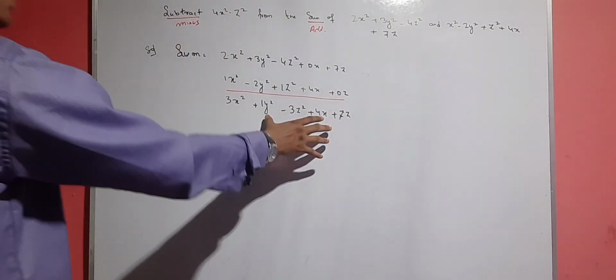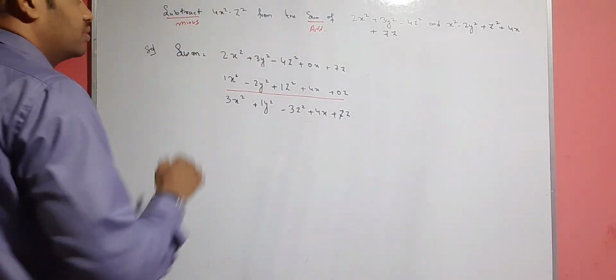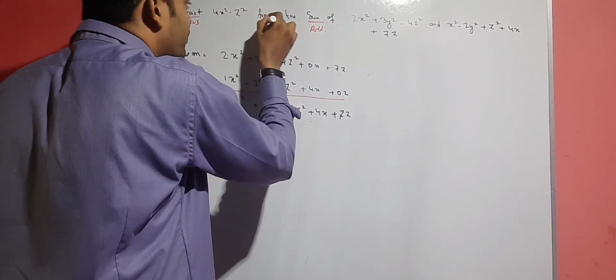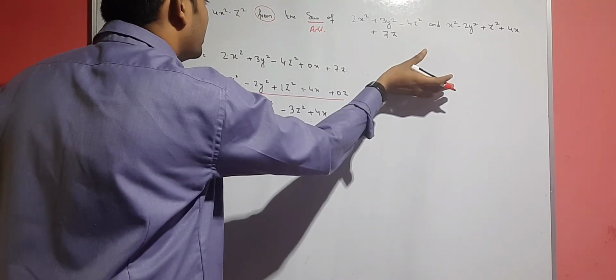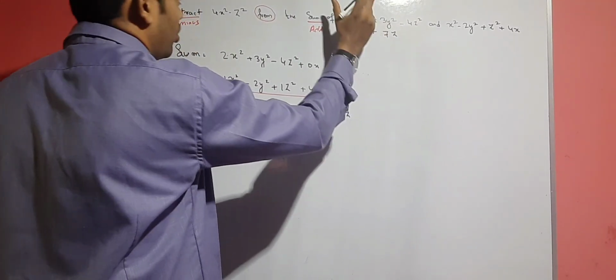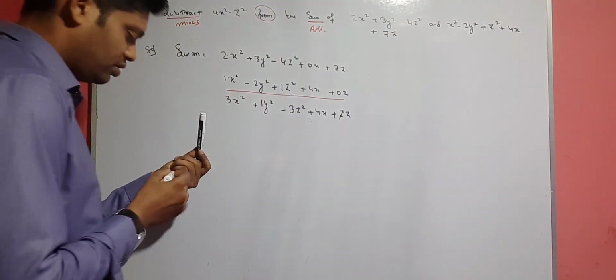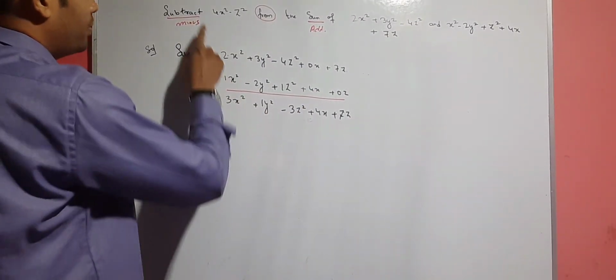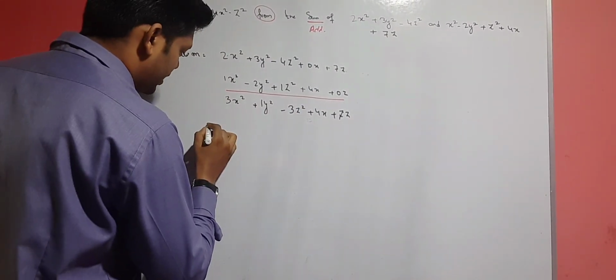Now after getting the sum, you have to subtract this sum from this one. The word "from" they are saying is very important. Whenever they say from, the right side value will be on top, then this one. Clear? So this will be the top minus this one. Okay, now subtract.